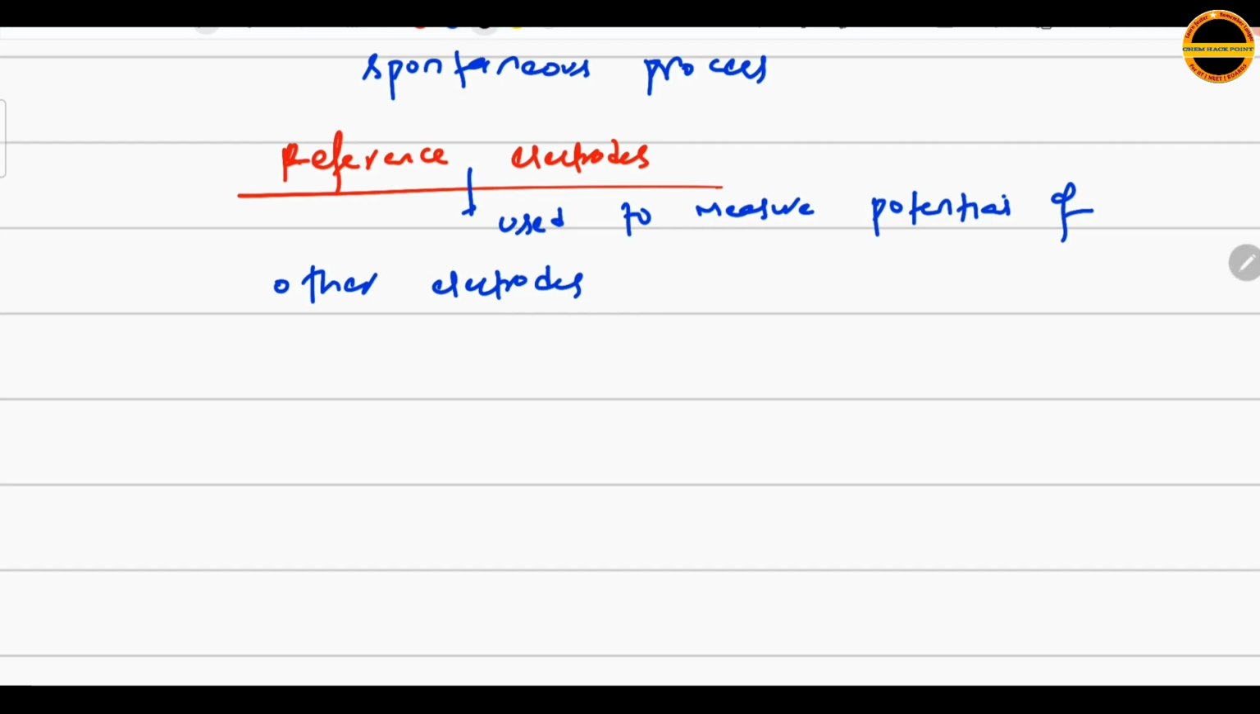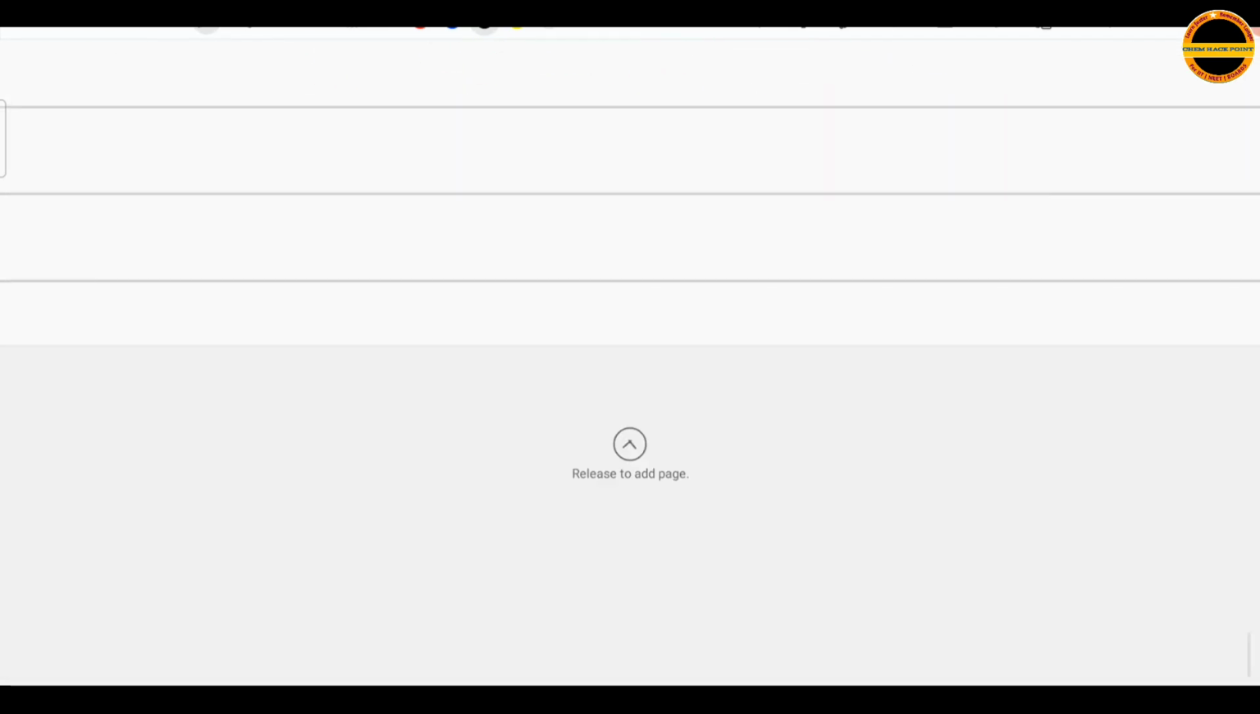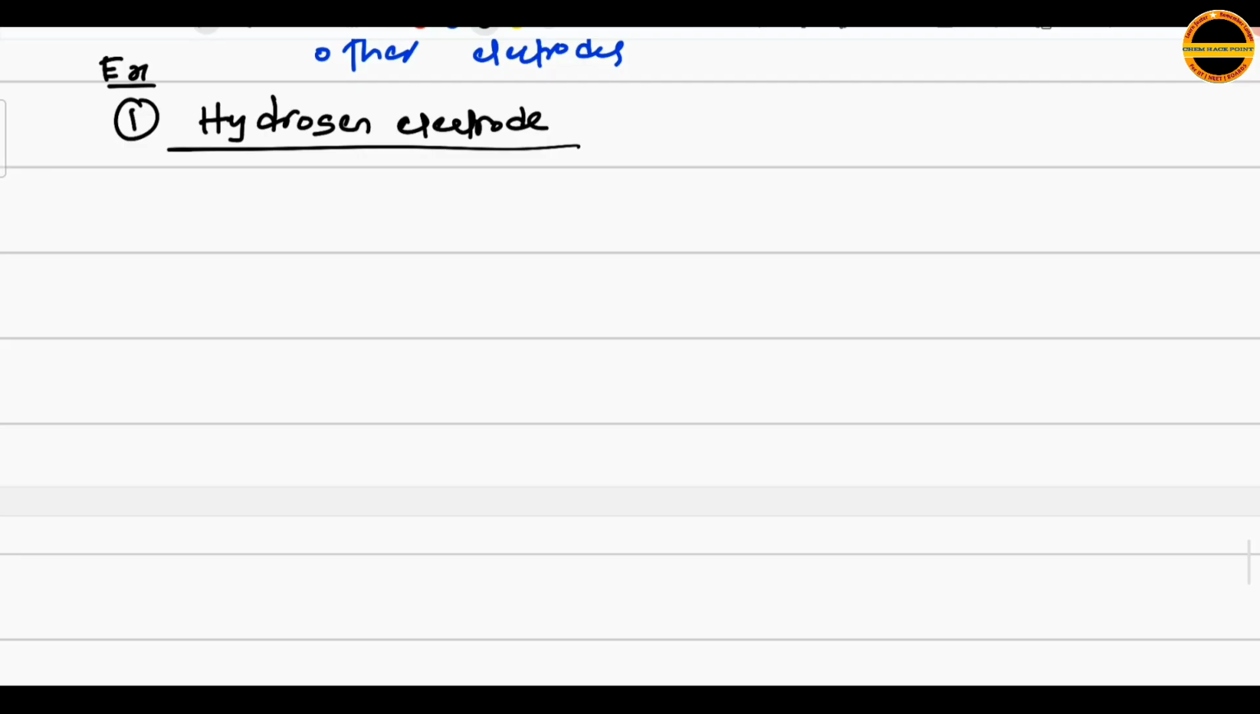Two such examples we are going to see under reference electrodes. First example is the hydrogen electrode. So here, the hydrogen electrode is the first standard reference electrode. In the hydrogen electrode, three components are present: H2 gas, H plus aqueous solution, and platinum wire. The platinum wire is used here as a charge carrier. It will not participate in the reaction, just acts as a charge carrier.